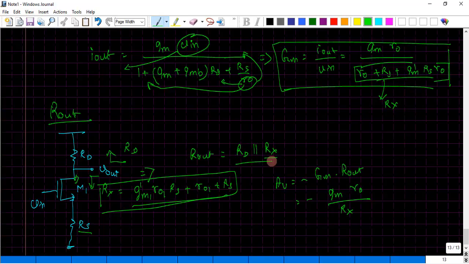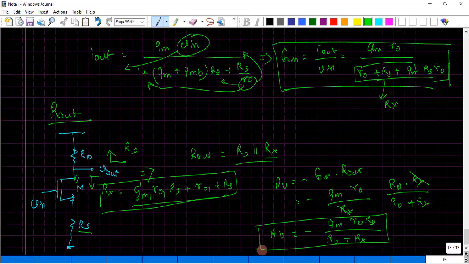It's nothing but the parallel combination, and I'm just going to expand this parallel combination as Rd times Rx divided by Rd plus Rx. Cancelling out the common terms, Rx, would lead to the gain expression, which is Gm R0 and then Rd at the top, and over to the bottom it is Rd plus the total impedance of Rx, which I am writing here just to make sure that we are clear with what I have done.